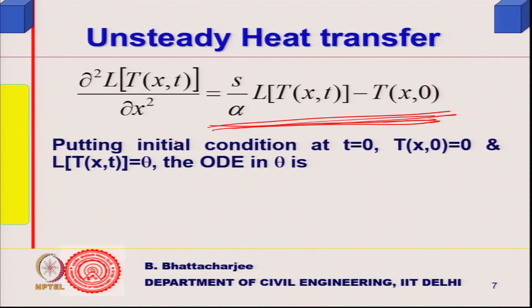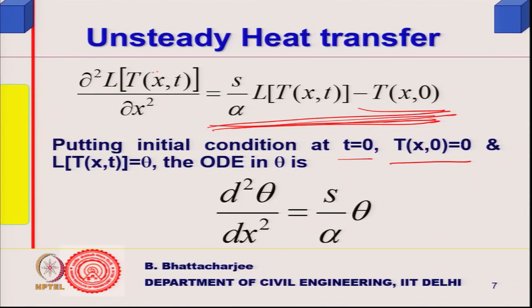The initial condition is that at time t equals 0, the temperature T(x, t) is equal to 0. So this term goes to 0, and we follow from there. We call the Laplace transformation of T(x, t) as theta. So this becomes d square theta dx square equals s by alpha theta. I am repeating this.